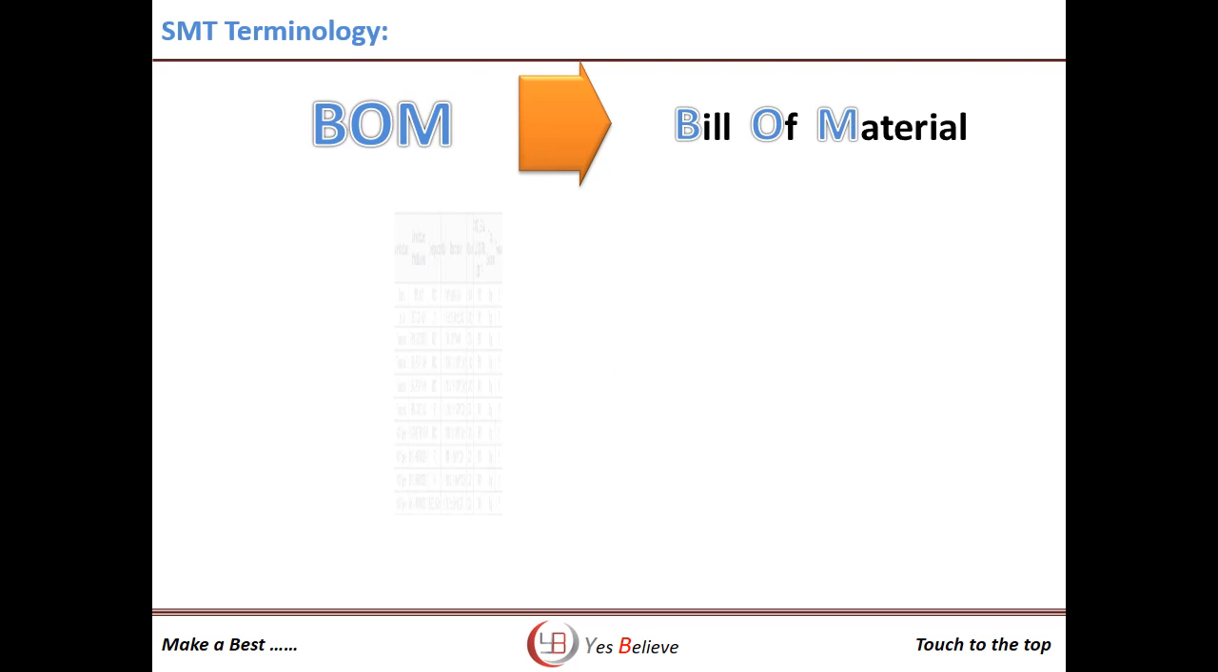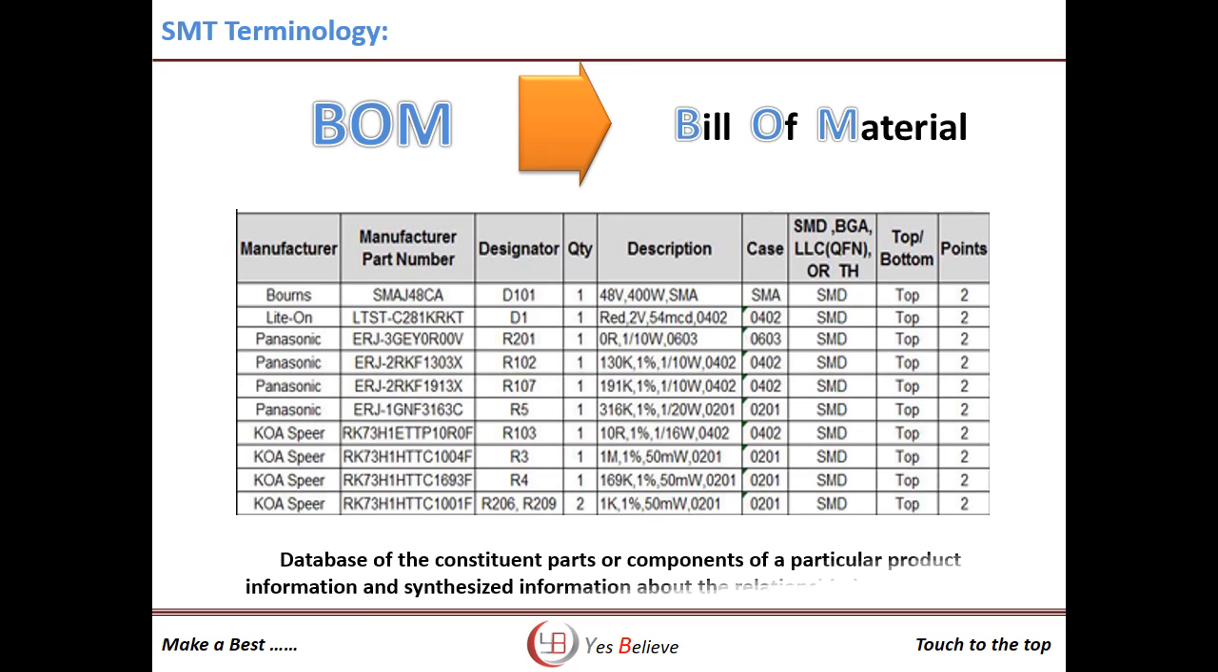The word BOM is a bill of material. It is an extensive list of components of a particular product or particular model. You can get all the details of a particular model, like which component is used, the location of a component, manufacturer's part number, the quantity, everything is mentioned in the BOM.